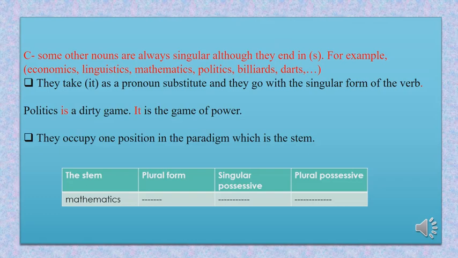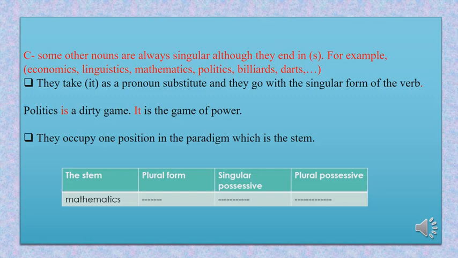In this lecture, we are going to talk about some nouns that are always singular, although they end in S. So you can find an S at the end of these nouns, but in fact, this S is not S plural. And these nouns are always singular. For example, economics, linguistics, mathematics, politics, billiards, darts, physics, psycholinguistics, etc. They mostly include the science names, games, etc.